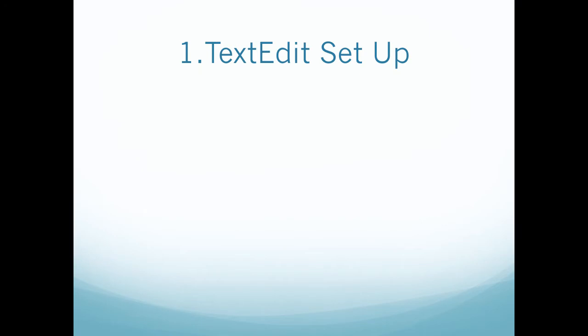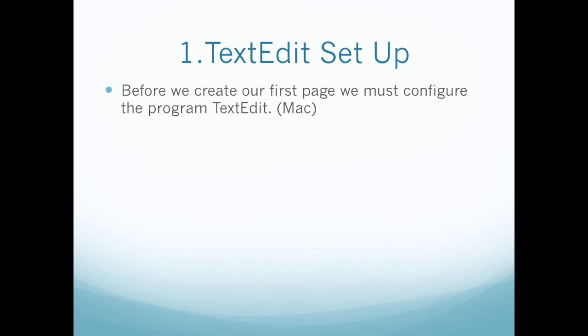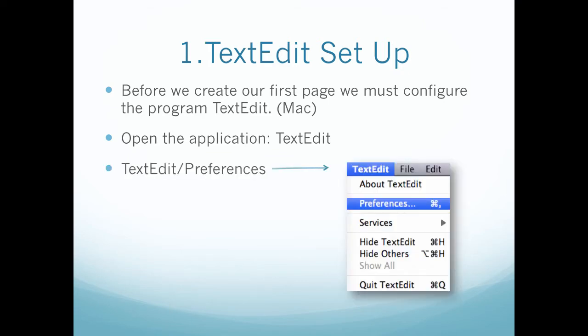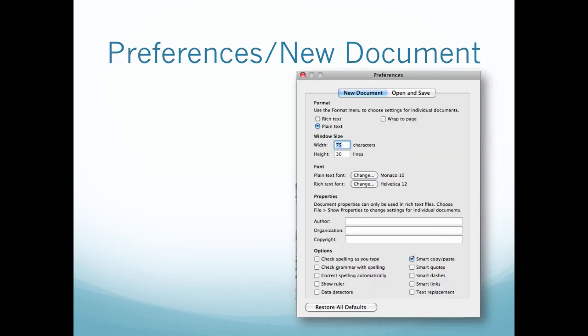The TextEdit setup. TextEdit is a very simple program, very basic. We need to put text on it. TextEdit is available on Mac. Go to your Applications folder, open up TextEdit. From the Edit Preferences menu choice, click on the New Document tab, okay, and at the very top, check Make Plain Text. Down below, under Options, check Smart Copy and Paste.